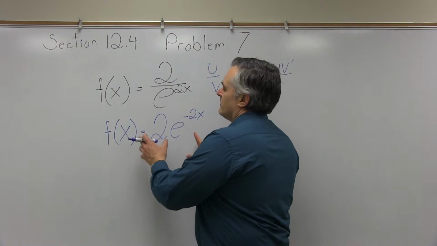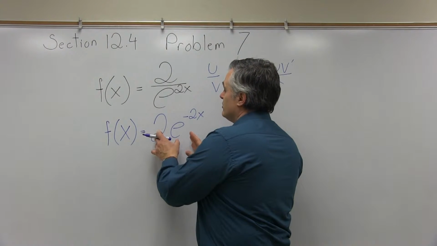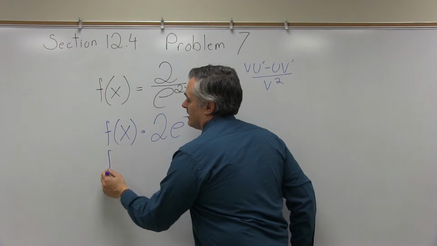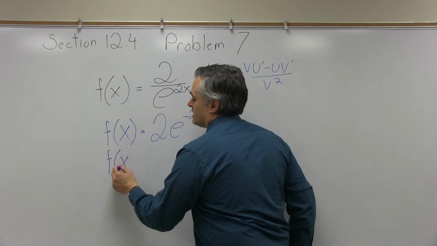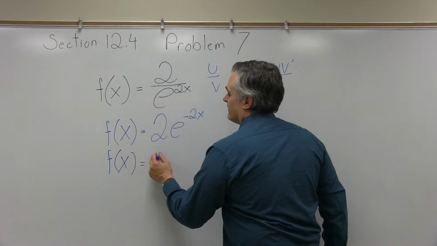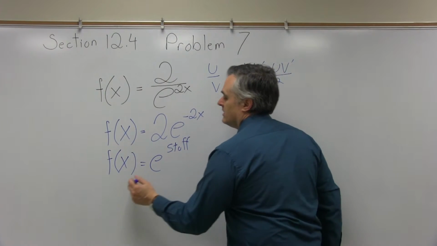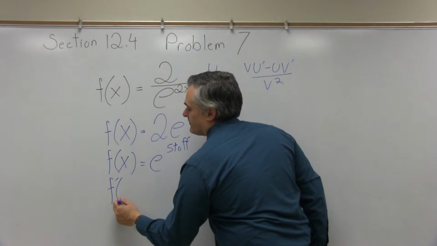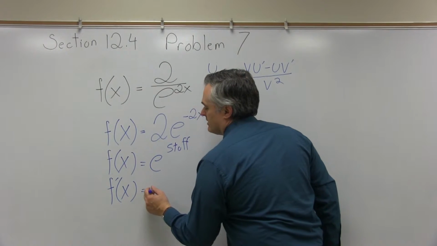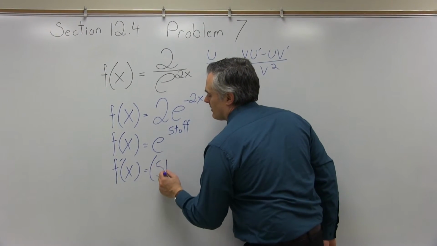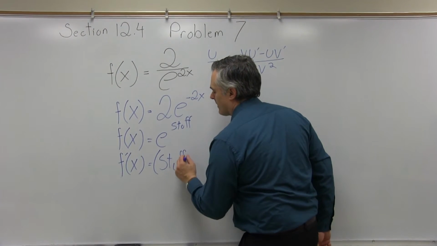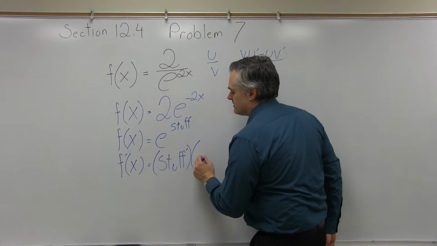Once I've written the function as f of x equals 2e to the negative 2x, I recognize that I have an exponential function, and I have f of x equals e to some stuff, basically. So the derivative will be f prime of x equals stuff prime times e to some stuff.